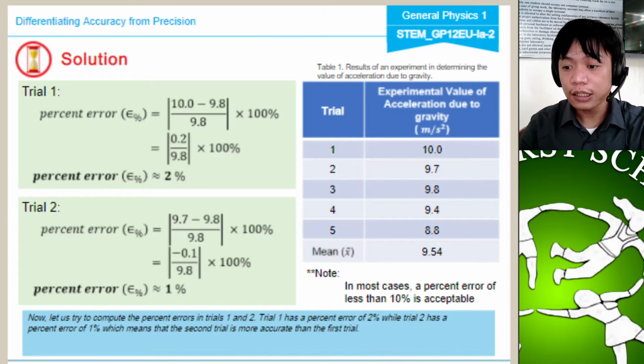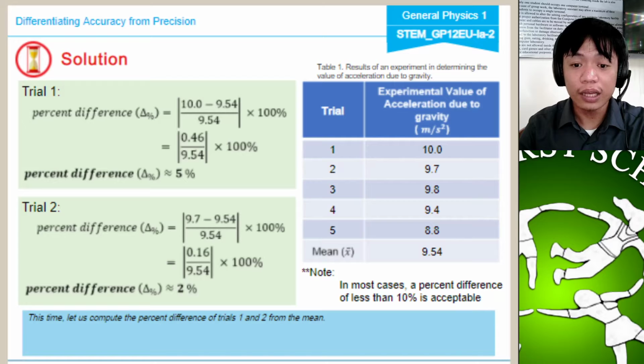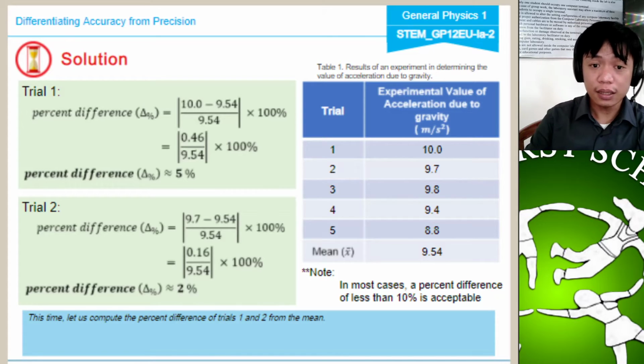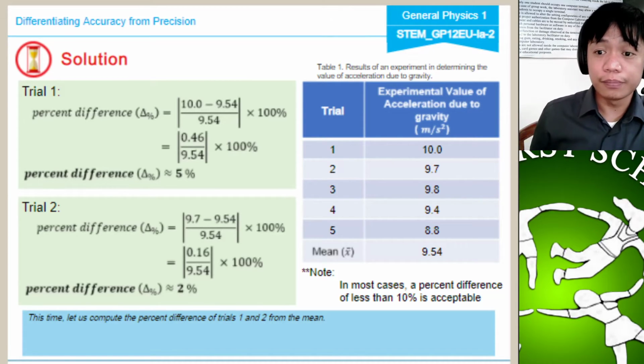Okay? So, let's proceed. So, what about the percent difference? So, the percent difference is equal to 10, which is the given value, minus 9.54, which is the mean. Okay? Yun yung mean. Okay? Divided by 9.54, which is the mean, times 100. So, we did get 5%.